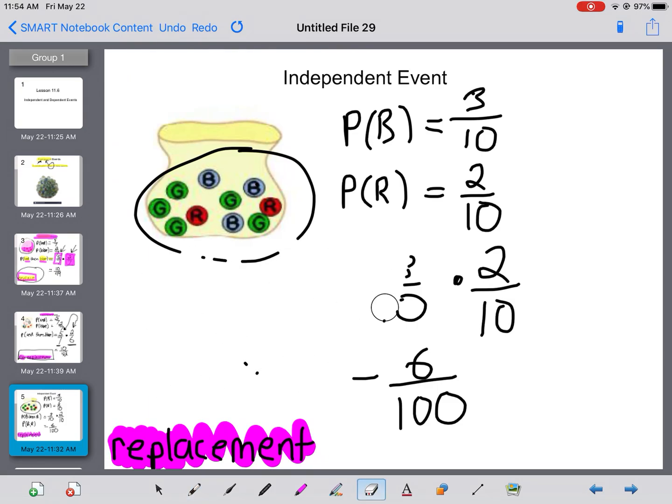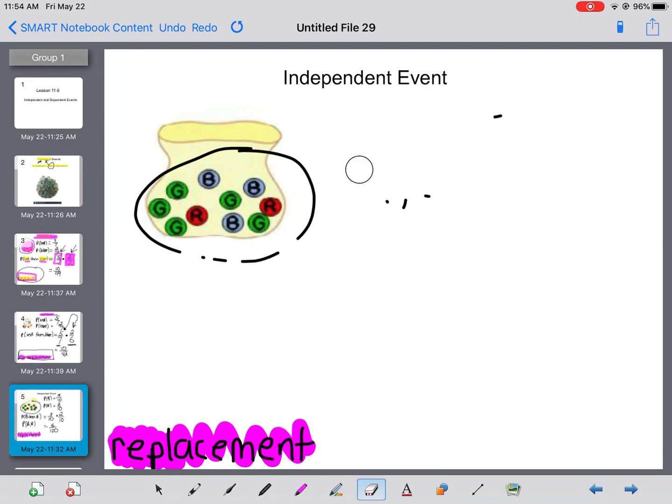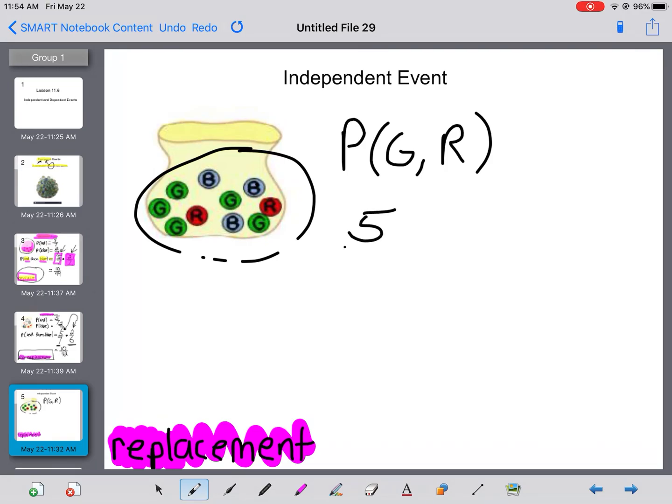Let's try that. Let's pretend we're doing, let's do green then red for a second, just so you can see. So again, remember we're replacing the ball. So the events are independent because they don't affect each other. So let's do the probability of green and then red. So I start with, well, green's the first one I'm going to pull out. I have a 5 out of 10 chance of pulling out a green. I put the marble back in, so I still have 10 marbles in my bag. So now I have a 2 out of 10 chance of pulling a red.